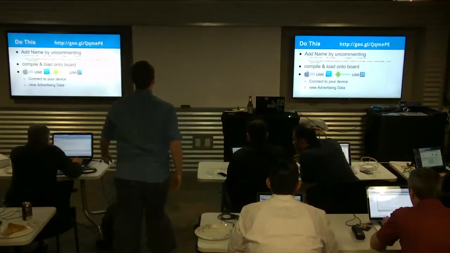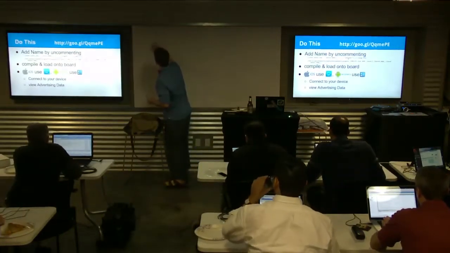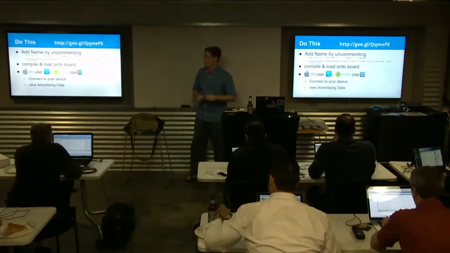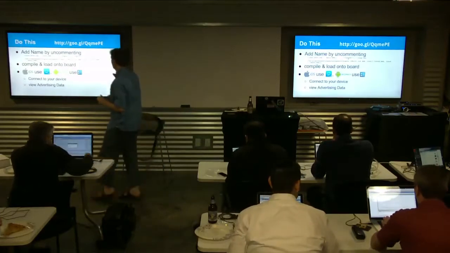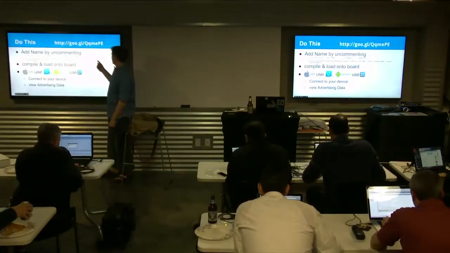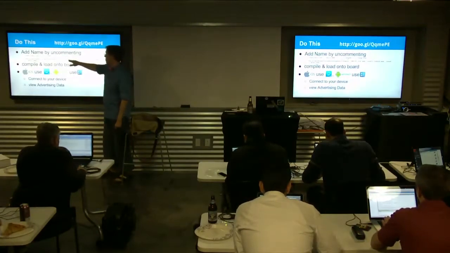It's 9 and 33. So you're looking for lines 9 and 33 to uncomment. Both of them have to do with name. If you look at the first one, it's called name. If you look at the second one, the parameter it passes is that name again. It's also the gap advertising data complete local name.